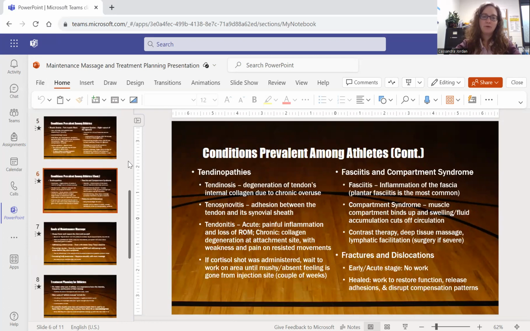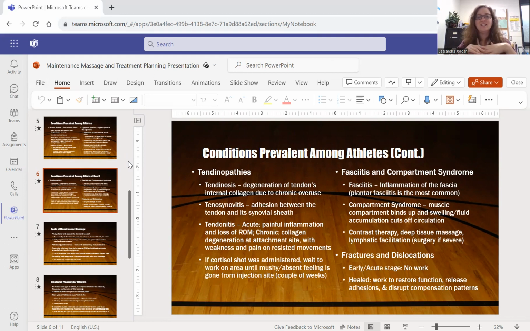We have tendinopathies, a variety of tendon conditions that are not the same as a sprain. A tendinosis is a degradation of the tendon's internal collagen due to chronic overuse. Many of the itises that we think of, like tendinitis or tennis elbow, are not actually a true tendinitis. They are a tendinosis. It's a degradation due to overuse, not an inflammation. And these we treat with cross-fiber friction.